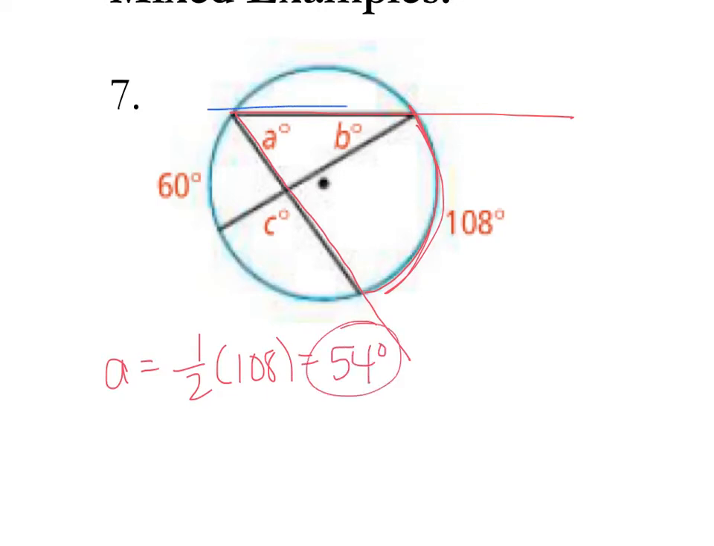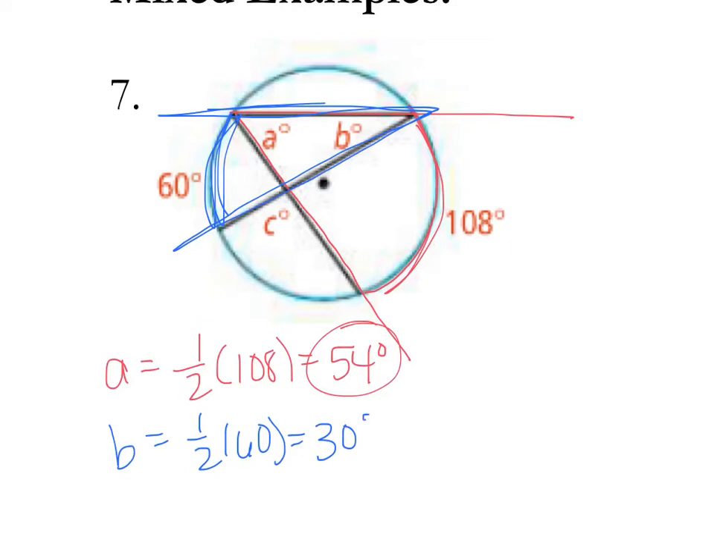To find angle B, again, if you trace it, I like to trace the angles because it gives me some perspective for them. That intercepts the 60, so angle B is just half of 60, which is 30.